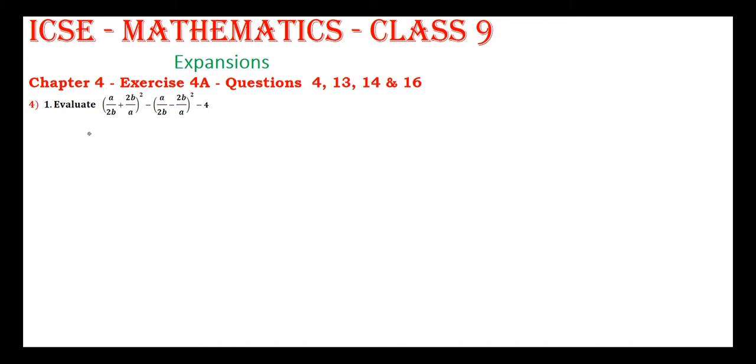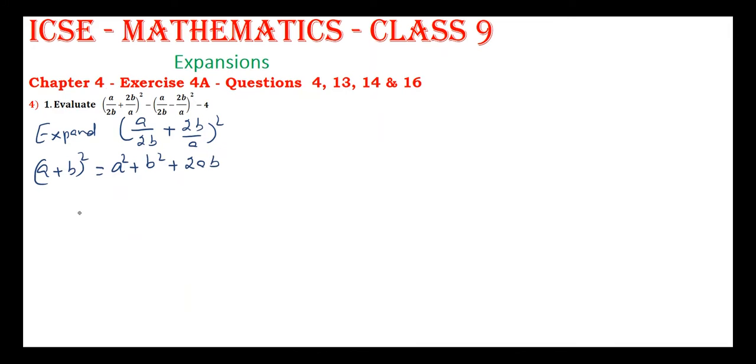So first we can expand the first one, (a/2b + 2b/a)². We can take the (a+b)² formula. (a+b)² is equal to a² + b² + 2ab. So we can consider this is our a and this is our b.